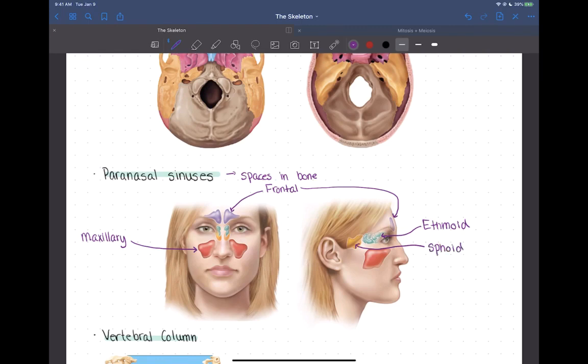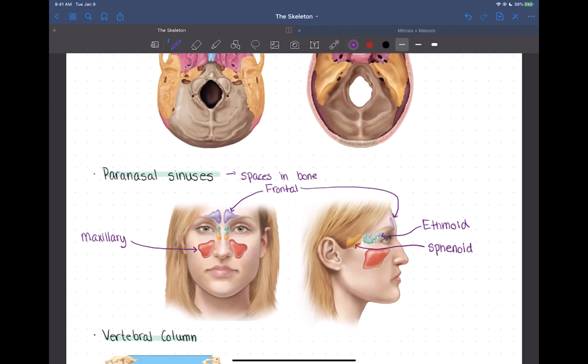Okay, and so typically, I'm missing a lot of letters in that one. Let's try that again. There we go. Typically, you don't get inflammation of the sphenoid sinus all that much, okay? But it sits behind that ethmoid sinus. So those are the 4: frontal, maxillary, ethmoid, and sphenoid sinuses.